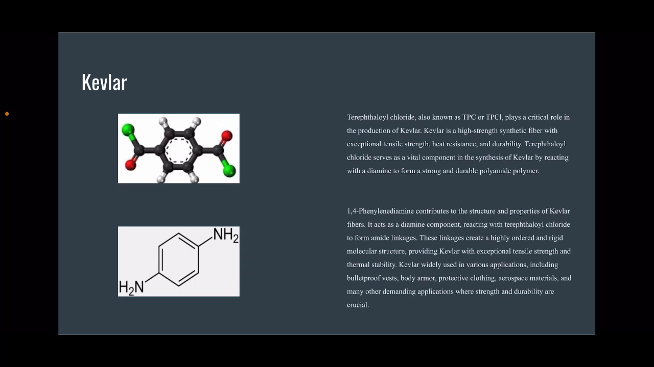This leads to Kevlar being used in various applications, including bulletproof vests, body armor, protective clothing, aerospace materials, and other demanding applications where strength and durability, what Kevlar is usually good for, tend to be crucial.